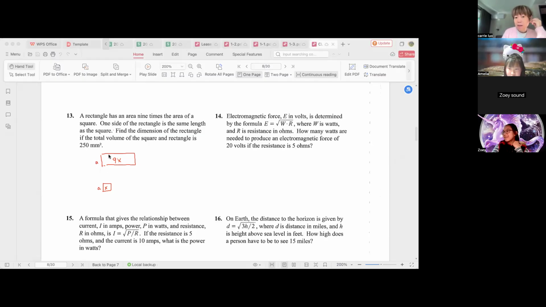So this rectangle is 9x. This one's x, correct? Do you understand this one? Okay, and they said one side of the rectangle is the same. So I just say this is A, this is also A. So x equals what? Equals A squared, correct? So 9x equals 9A squared. So can we find the measurement of that length? Because A times length equals 9A squared. So L equals what? Equals 9A, correct?